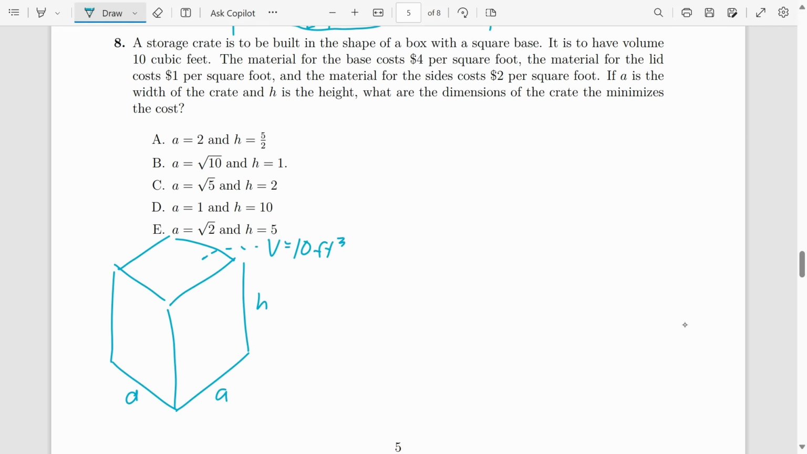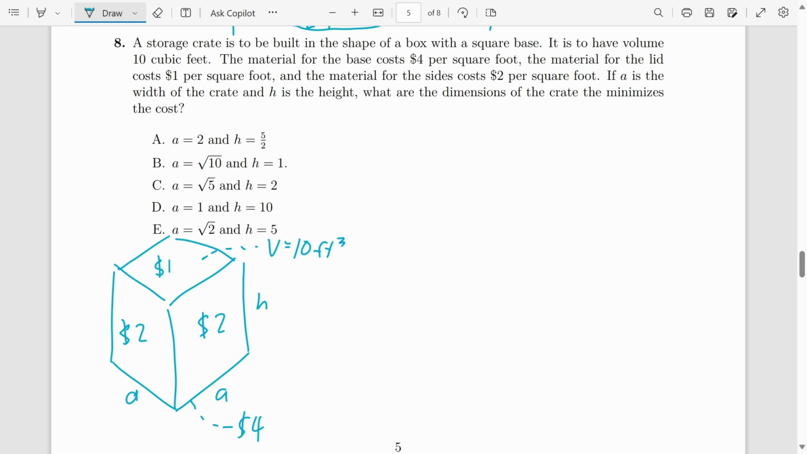All right, so what is it asking? It's asking to minimize the total cost of this box based off of these material prices per side of the box. So let's actually fill those in really quick. So the top of the box, that's $1 per square foot. The sides of the box, each of those are $2 per square foot. And then the base of the box, that's going to be $4 per square foot. So knowing all that, how do we minimize this?